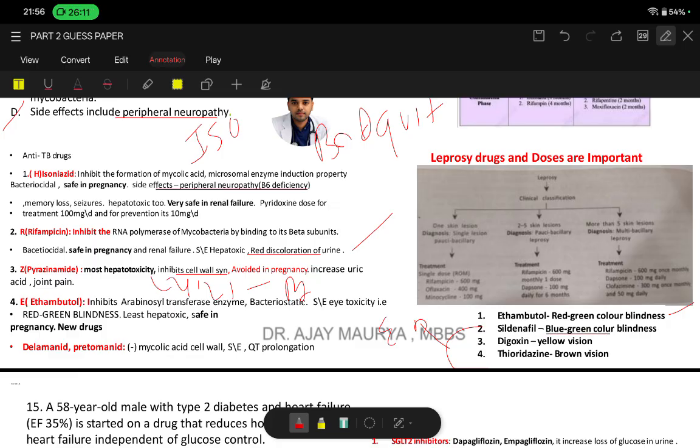Next, digoxin, yellow vision. Okay? These first three you have to master. In leprosy, in the exam one year back, they asked what is the dose of rifampicin in the paucibacillary type. The dose is 600 milligrams. Got it? So that's why you have to master the dose also.